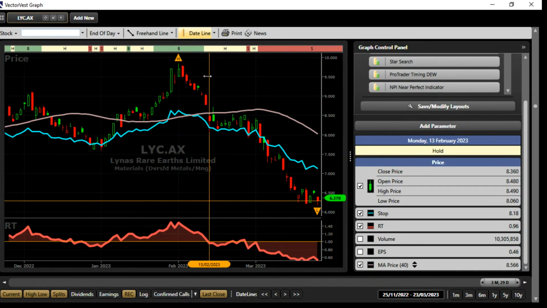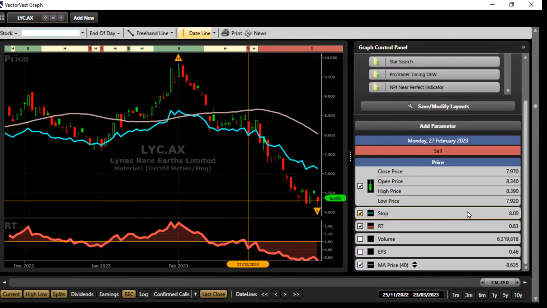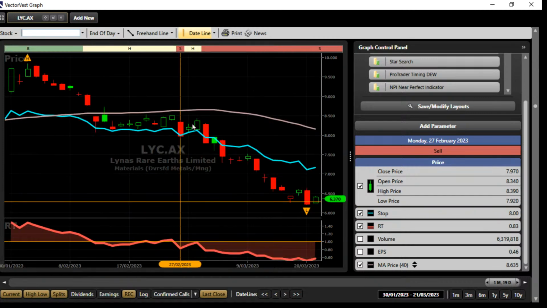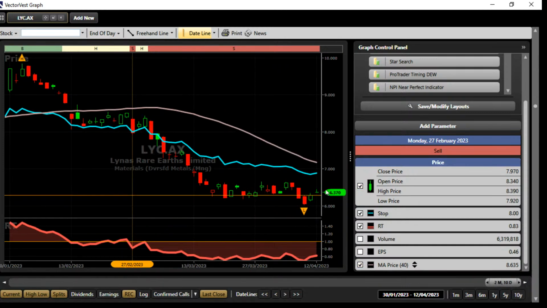Price starts falling away through the 40-day moving average, relative timing below 1, and then price breaks through that rec equals sell, or should I say the stop line, to give it the rec equals sell, the stop line. If I zoom it in here, there we go. It breaches through there, through the 40-day moving average, through the stop line to give it the sell, and RT below 1, rec equals sell pops up. Where was the price? $7.97, and you can see it's all the way down at $6.37 currently.